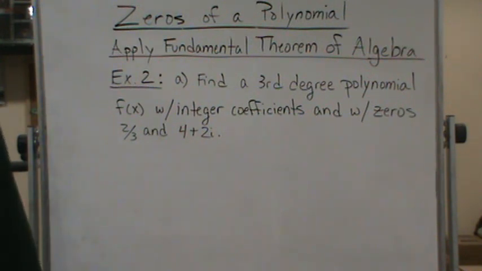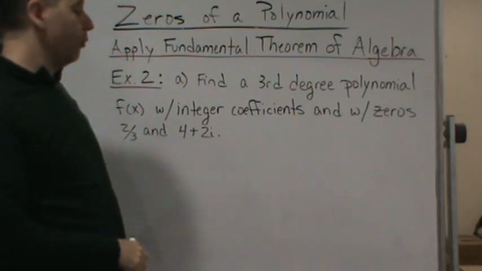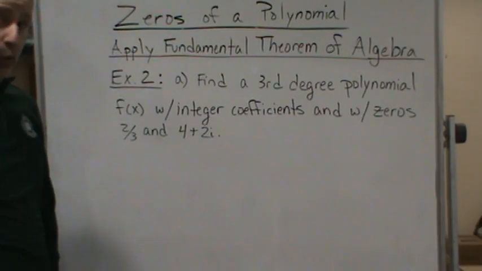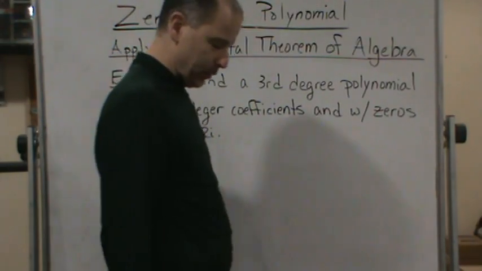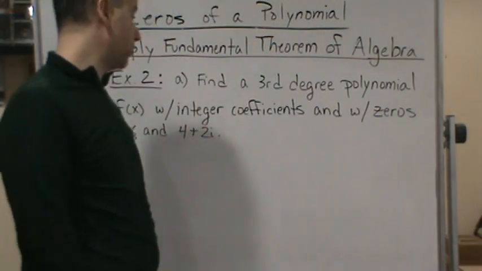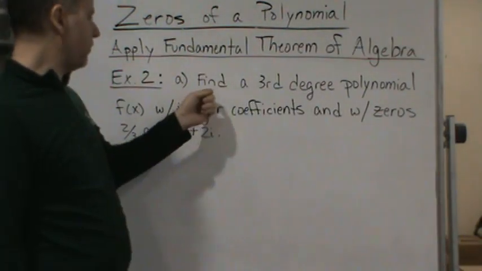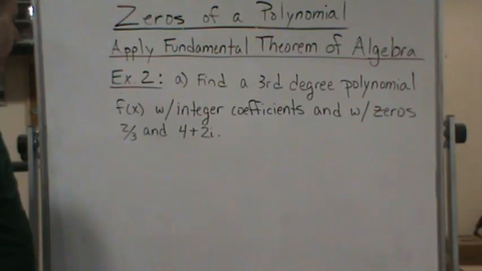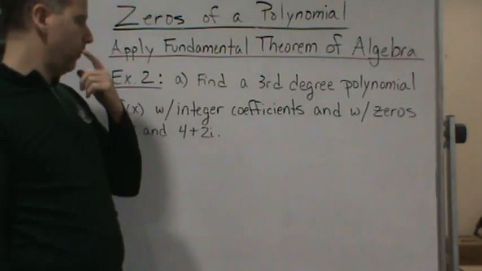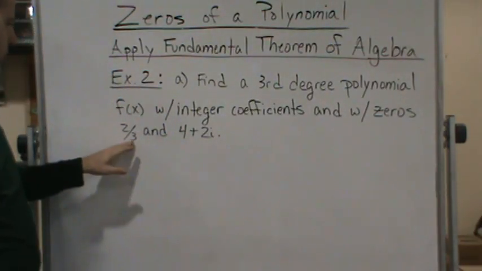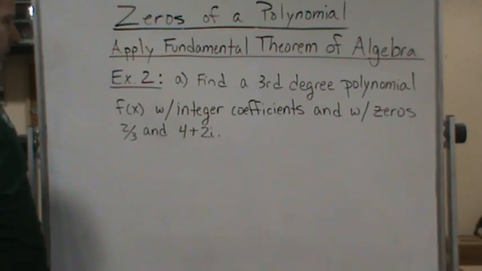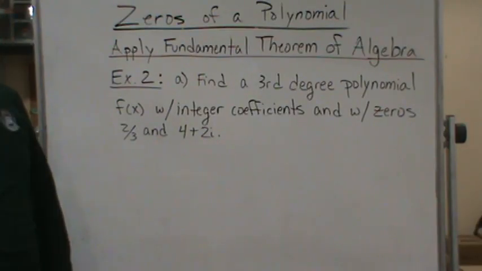All right, welcome back. Now, in this example here, we're asked to find a polynomial. So we're going to construct a polynomial based on information given to us. In this case, it says find a third degree polynomial f of x with integer coefficients and with zeros 2/3 and 4 plus 2i.